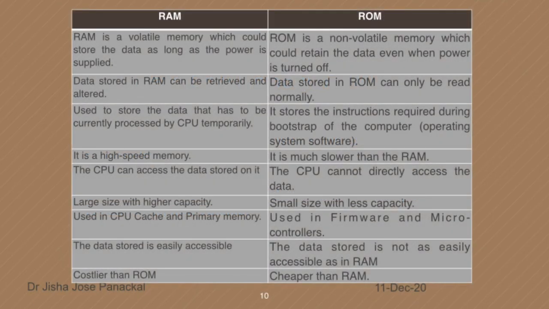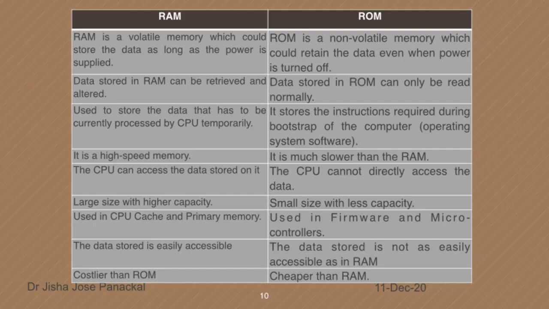Now let's see the difference between RAM and ROM. This may be asked separately. RAM is a volatile memory while ROM is a non-volatile memory. Data stored in RAM can be retrieved and altered, but normally data stored in ROM can only be read. RAM is used to store the data that has to be currently processed by the CPU temporarily. ROM stores the instructions required during the bootstrap of the computer, especially during the process of bootstrapping.